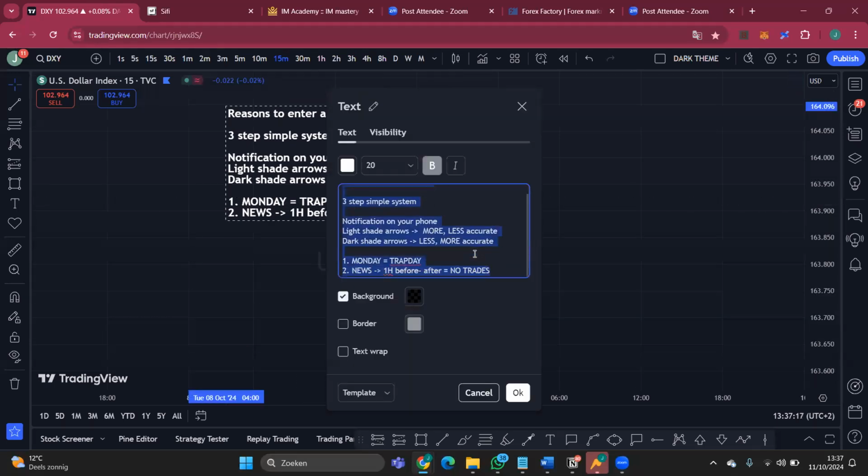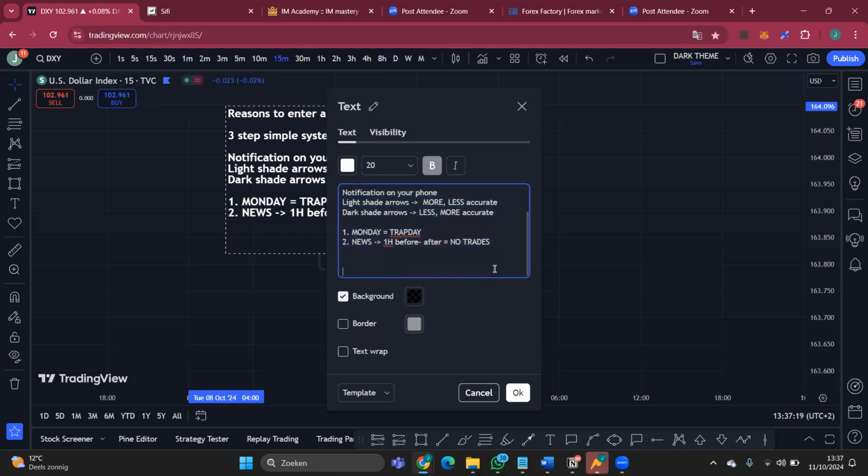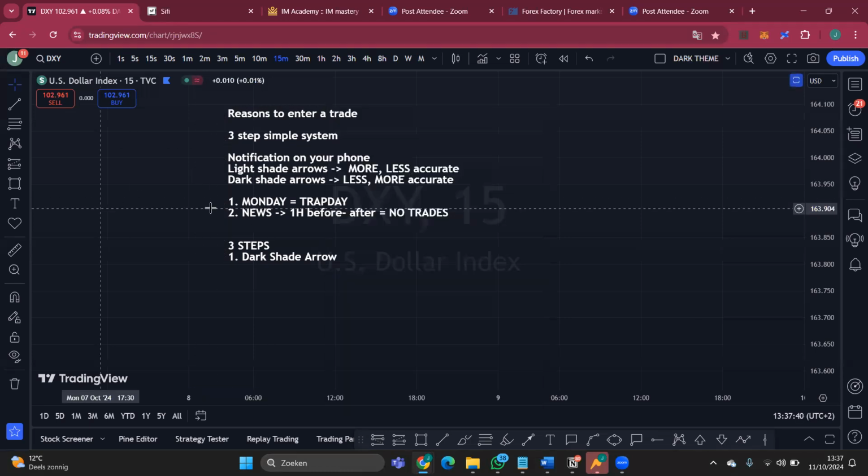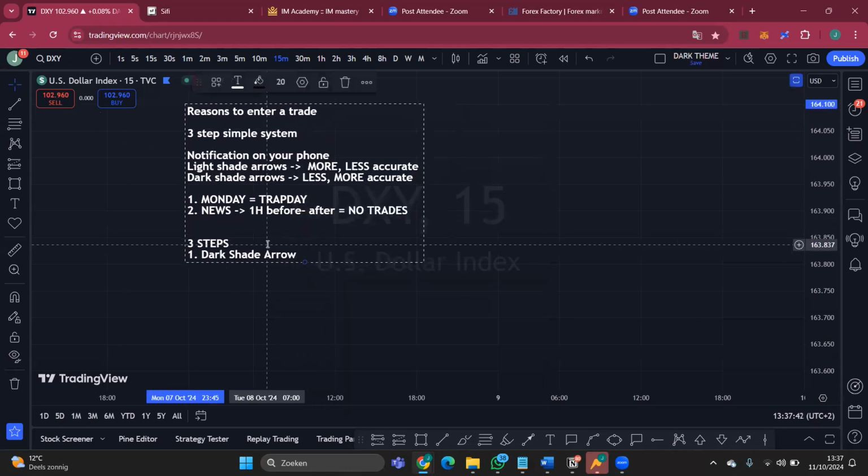Our 3-step simple system for entry is, of course, 3 steps. And like I said, the first step is we're looking for a dark shade arrow. The good thing is we get notified when the dark shade arrow is there. So we don't need to spend much time looking for where the arrow will come, or whether it's already there. So that's a good thing.